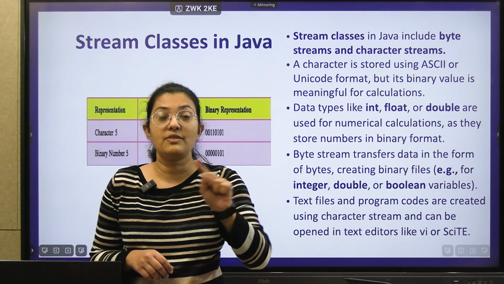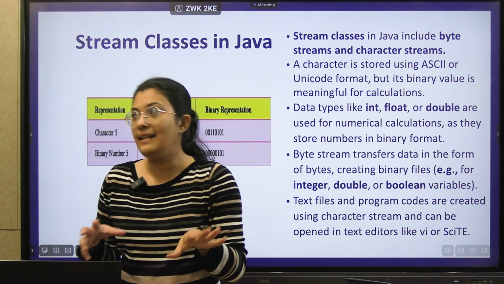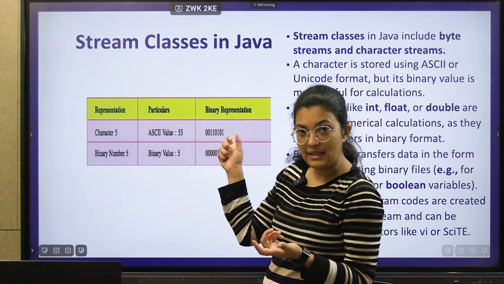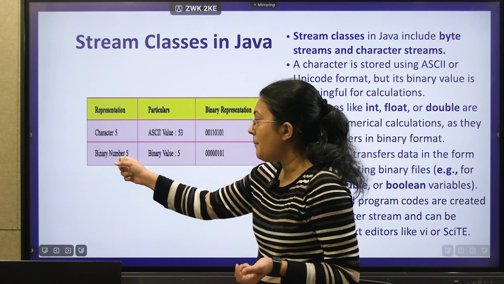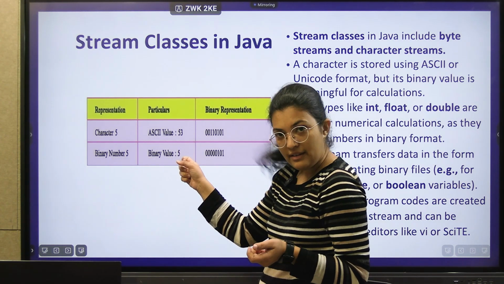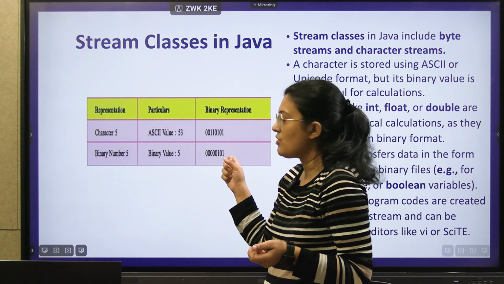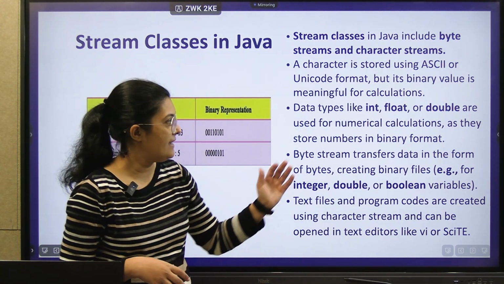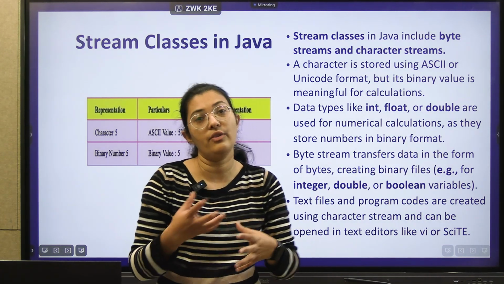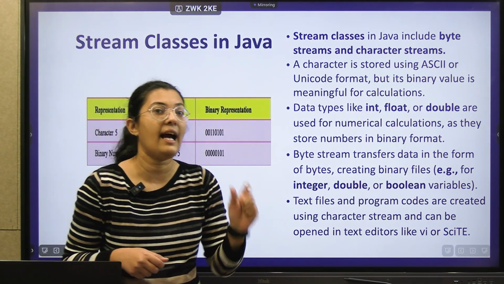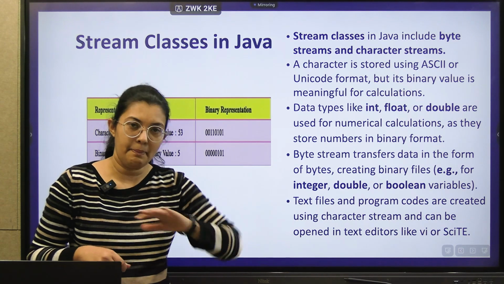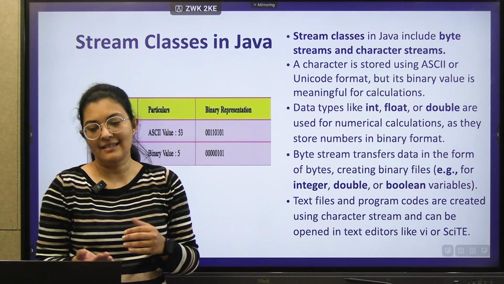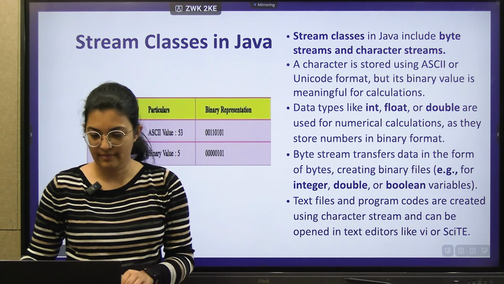If you write 5 using a character stream, its ASCII value is 53, and the binary will represent it like this. But if you write the number 5 as a byte stream, then its binary value is 5 itself, and its binary representation will look like this. That is the difference between these two. So whenever you want to write any integer, float, or double value on which you want to perform operations, we have to use the byte stream. And for simple plain text, we use the character stream. This is the difference between the character stream and the byte stream.